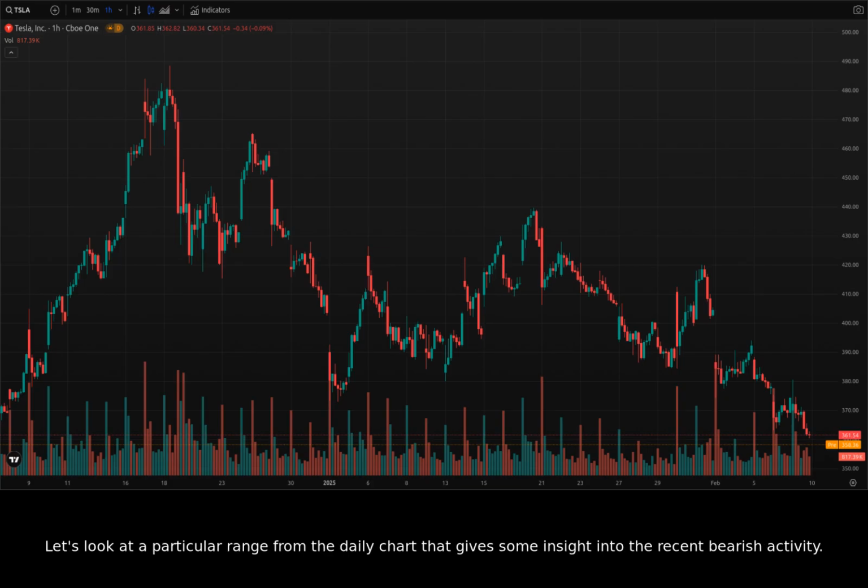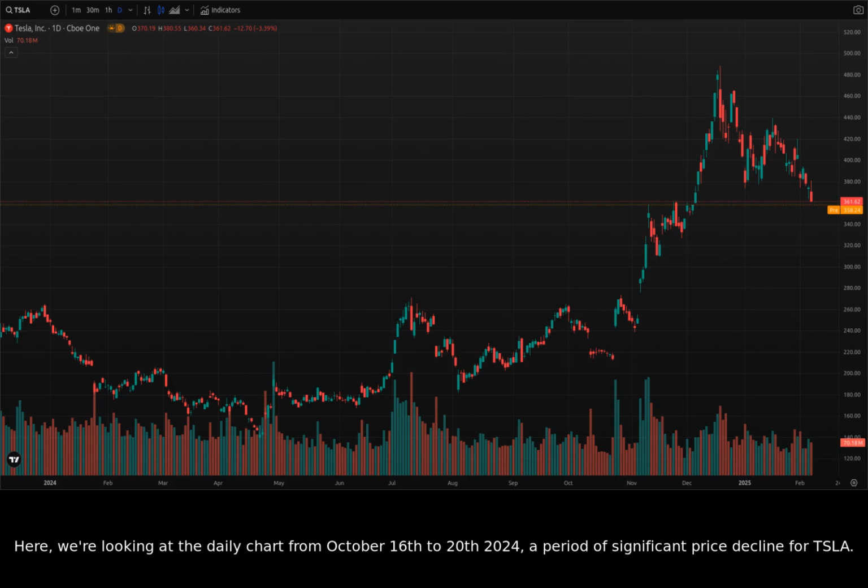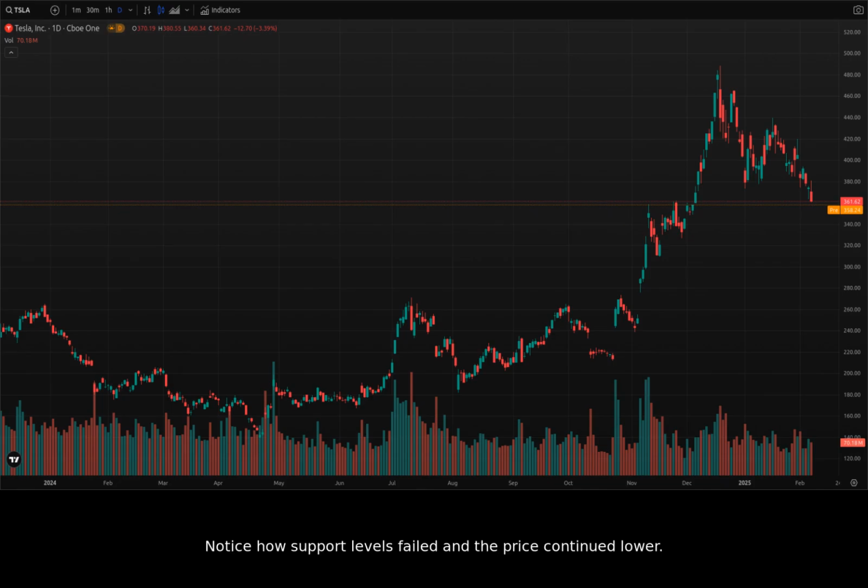Let's look at a particular range from the daily chart that gives some insight into the recent bearish activity. Here, we're looking at the daily chart from October 16th to 20th, 2024, a period of significant price decline for Tesla. This decline could be linked to the negative news from China and the Model X price hike in the US. Notice how support levels failed and the price continued lower. This suggests that the market sentiment is currently bearish.